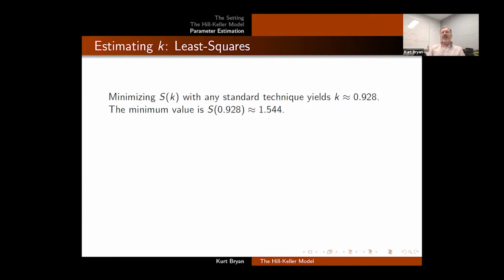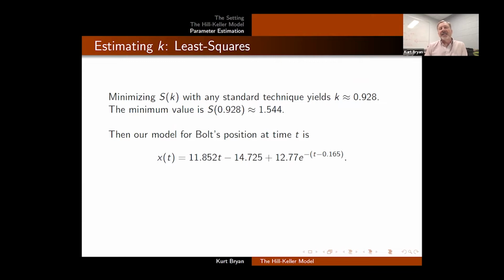And it yields a residual of 1.544, which at the moment means nothing to them, but later on, the idea of a residual can be useful for doing certain other types of analysis. In any case, if you go with 0.928 as your optimal value for k, there's your predicted position for Bolt's position at any given time.